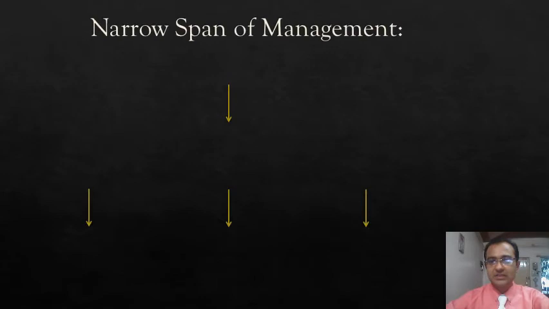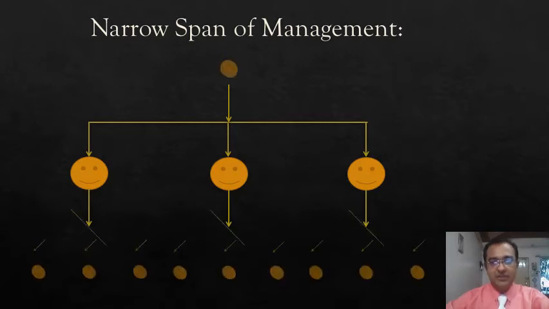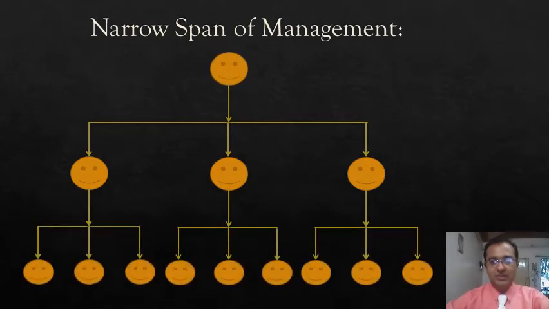Now let's discuss the second type of span of management, that is narrow span of management. Now in a narrow span of management, you can see that there are three different managers. Why are there three different managers? Because these three managers are handling subordinates, which are three.